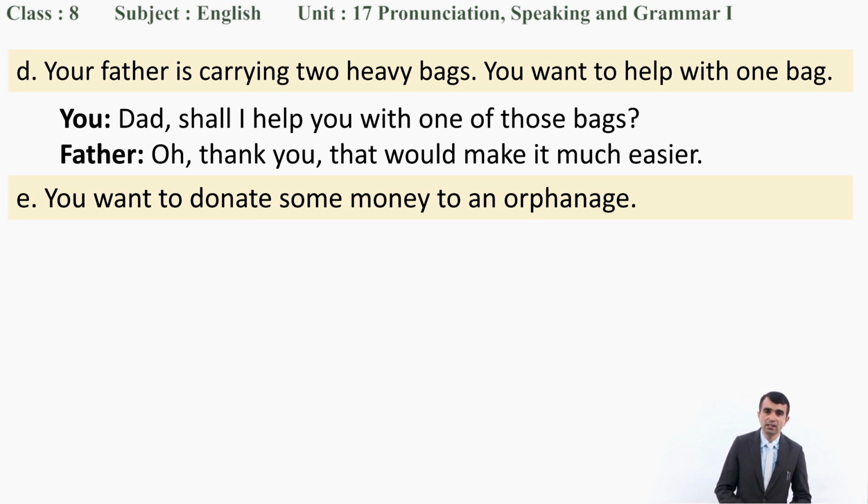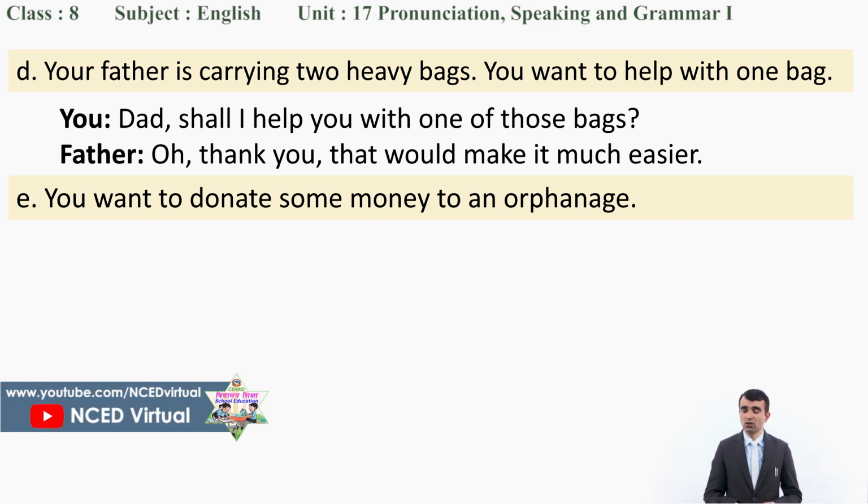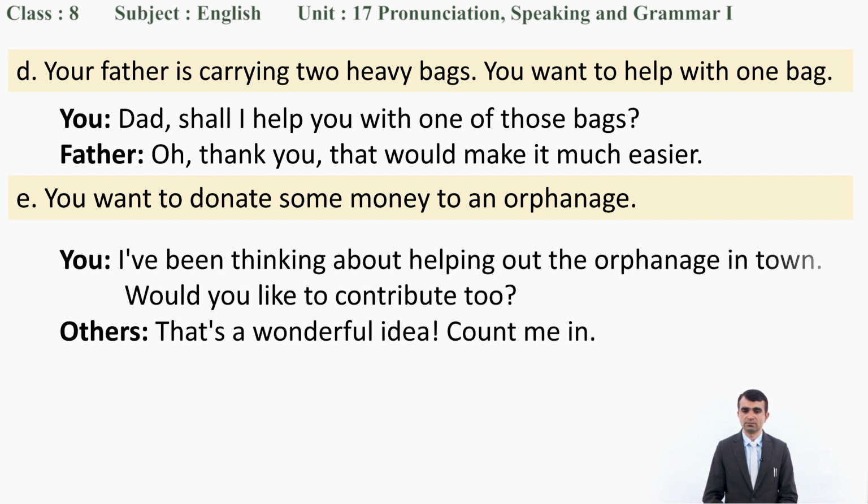And finally, the last situation given is you want to donate some money to an orphanage. Now talk to your friends and offer things. I've been thinking about helping out the orphanage in town. Would you like to contribute too? That's a wonderful idea. Count me in.